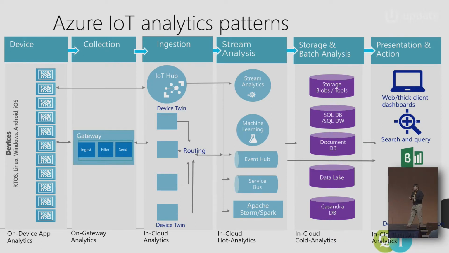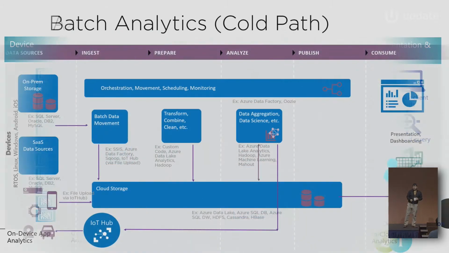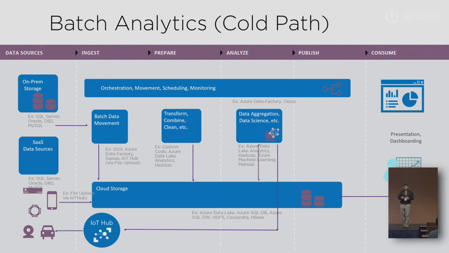This is still a standard flow. We've got the device, and then this is really all the event data creation. Then you've got ingestion, so IoT Hub. You've got your stream parser, so your stream analytics, machine learning, and then the different ways of processing that incoming data, your storage, and then finally your actions. Now with that, you have different concerns when you create an IoT system.